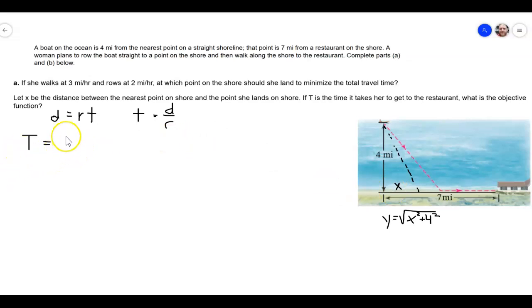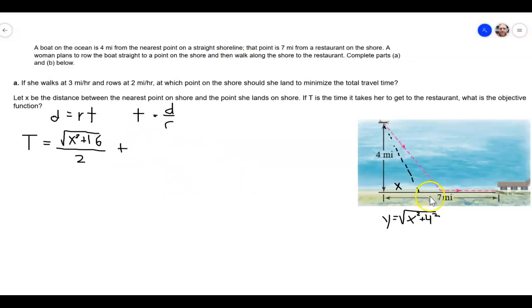So that's going to be the distance of our boating. We'll call that the square root of x squared plus 16. Let me write that 16 more clearly, because I look like a 15. And remember, we have to put that over the rate. The rate for rowing is 2 miles per hour, so I'll put 2 over there. That's our rowing part. And then we also have to add in how much time it's going to take to walk.